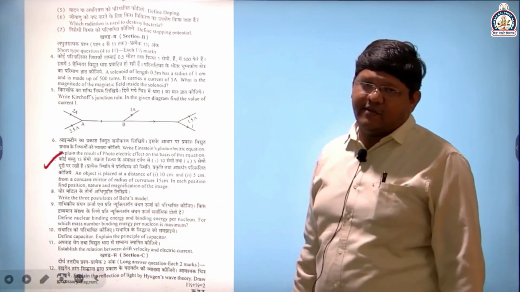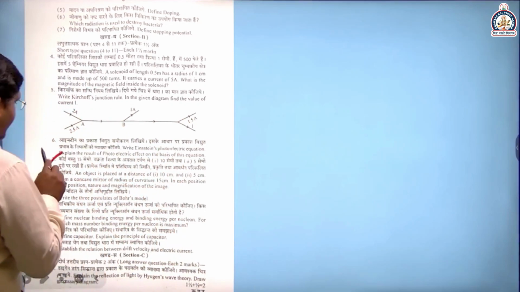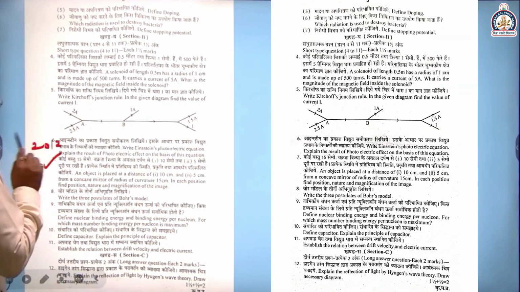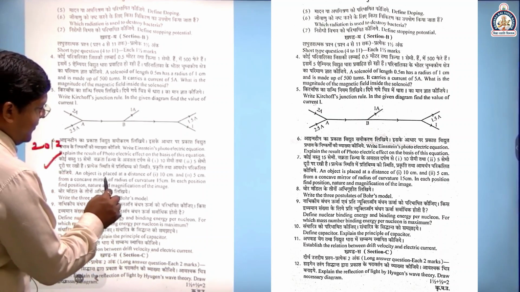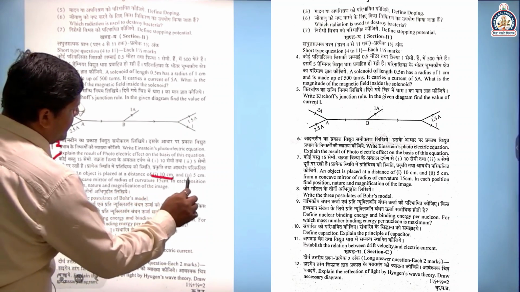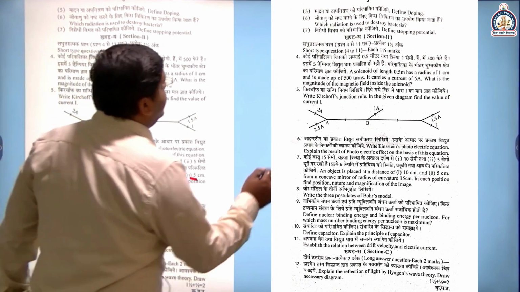7. Question number 7 is related to ray optics. That is the question from your RBSE examination 2012. The same question has been asked in the RBSE examination. The question says, an object is placed in front of a concave mirror, radius of curvature is given. There are two questions.